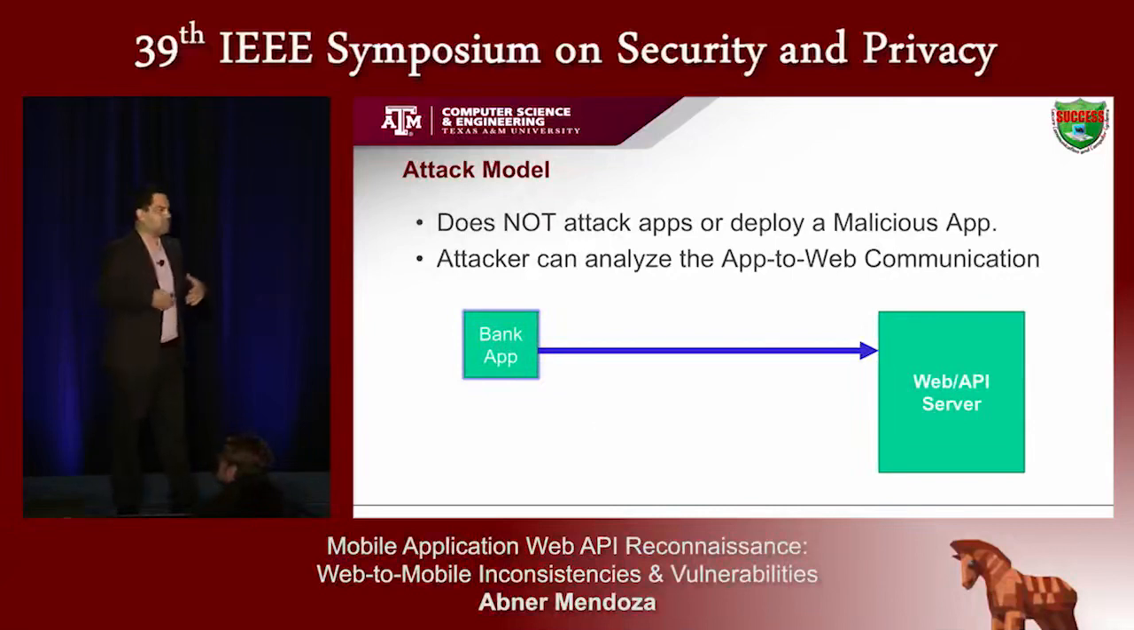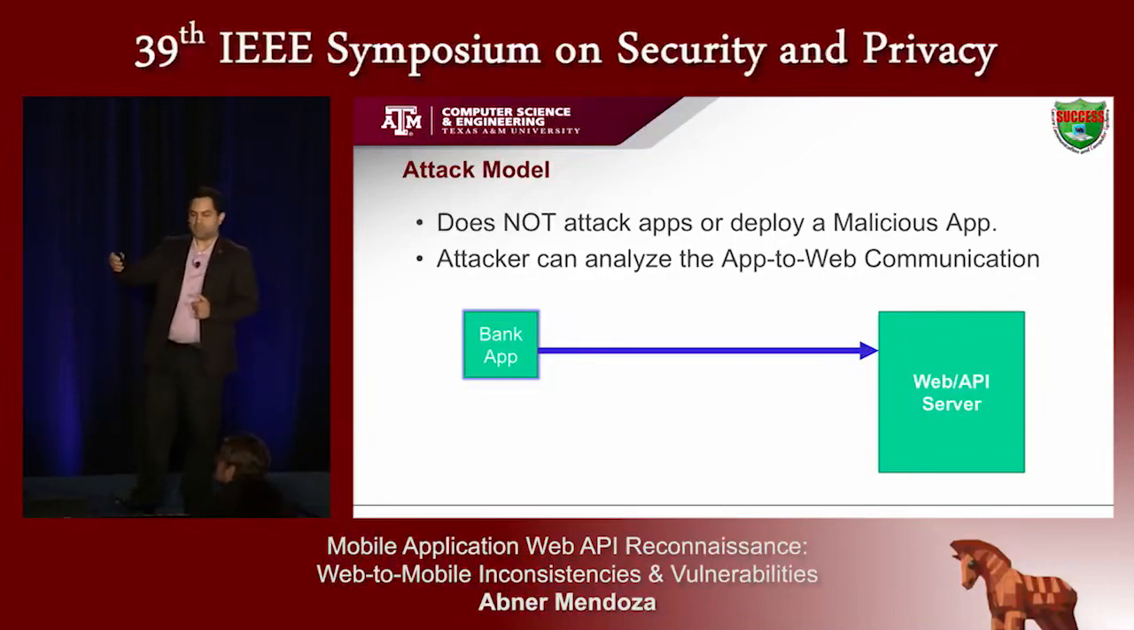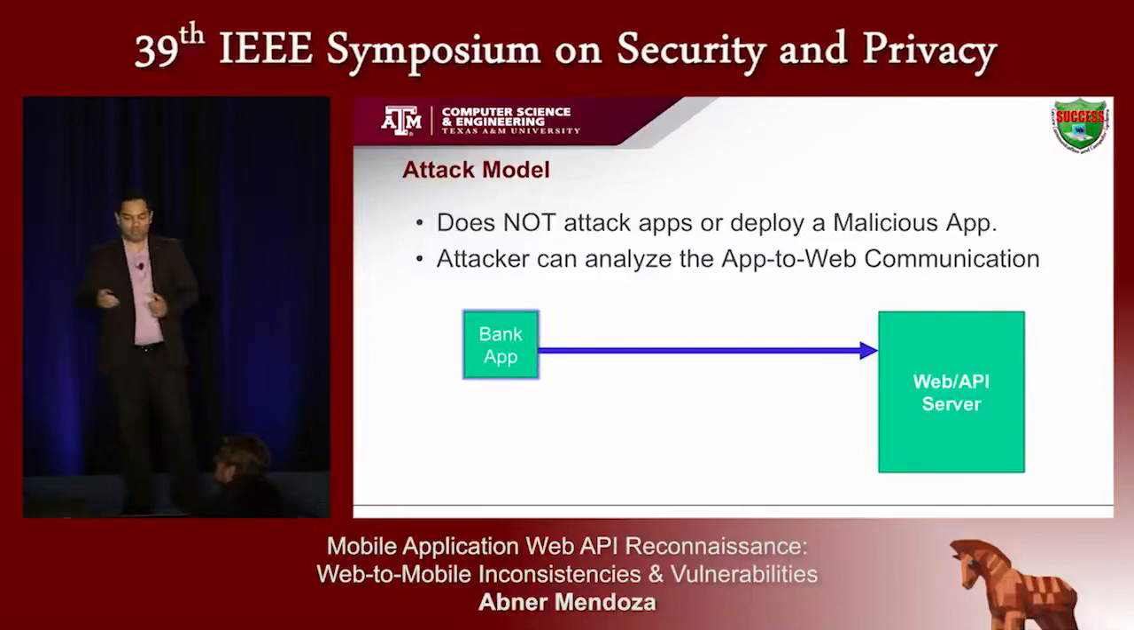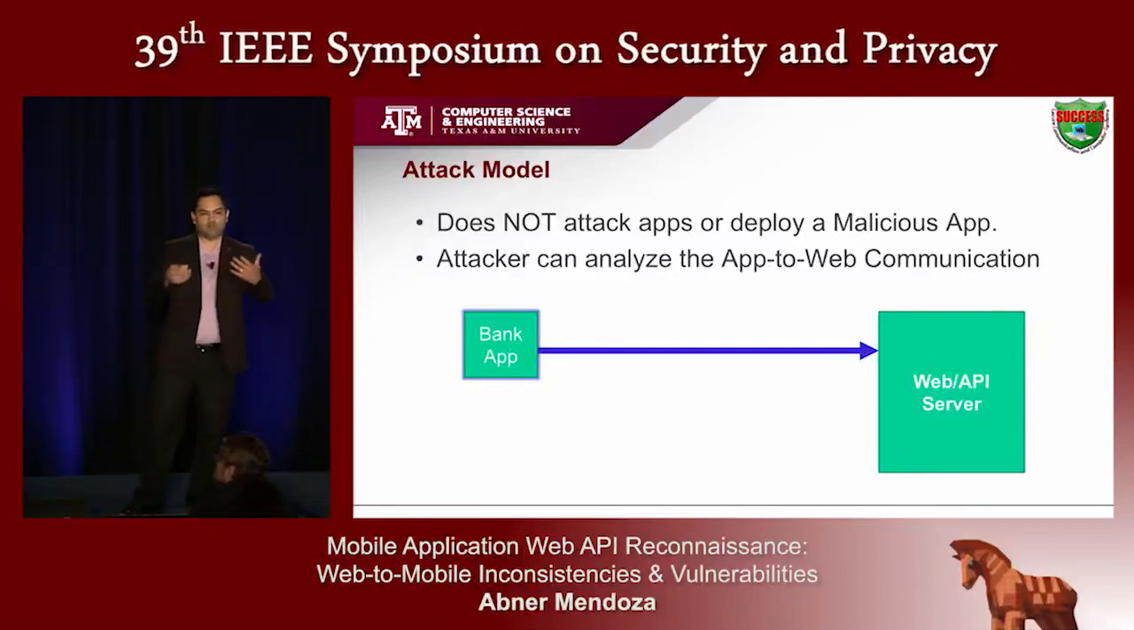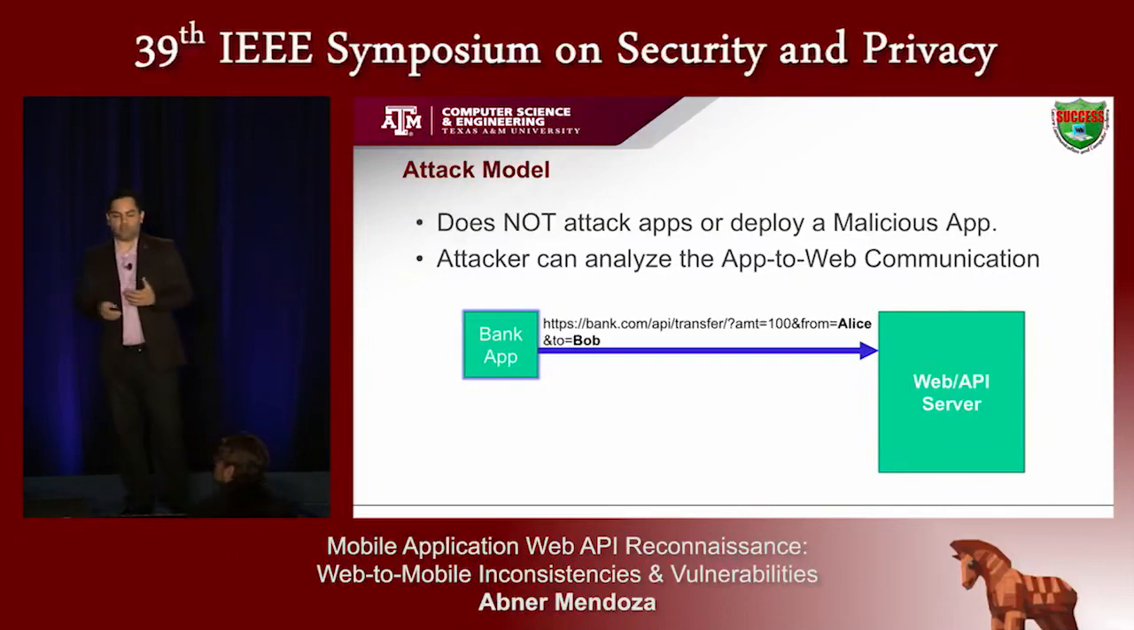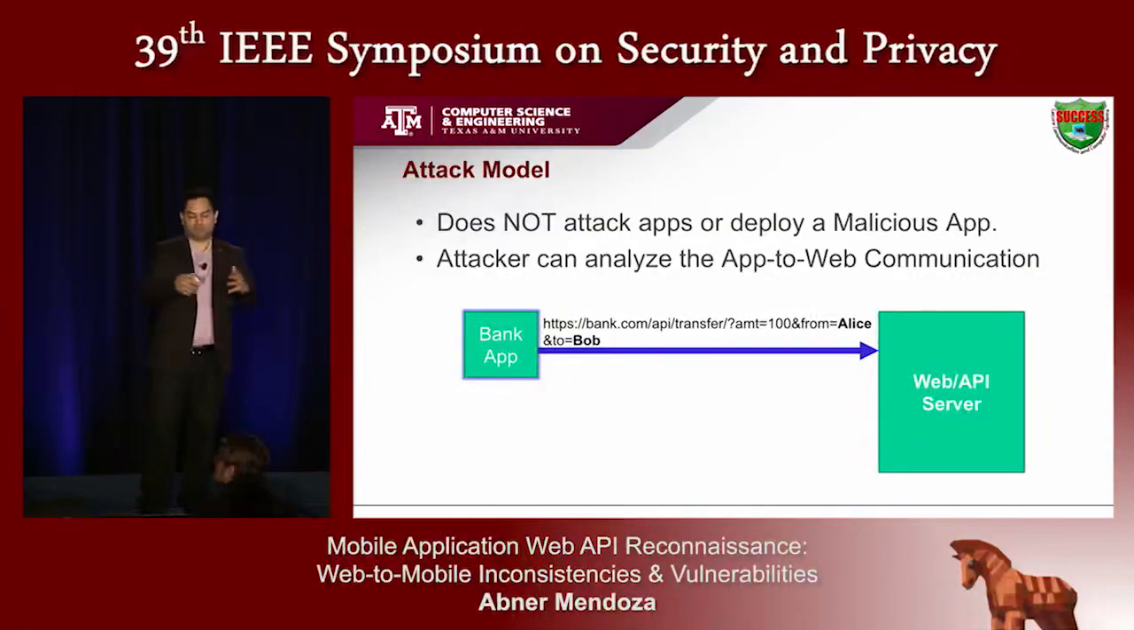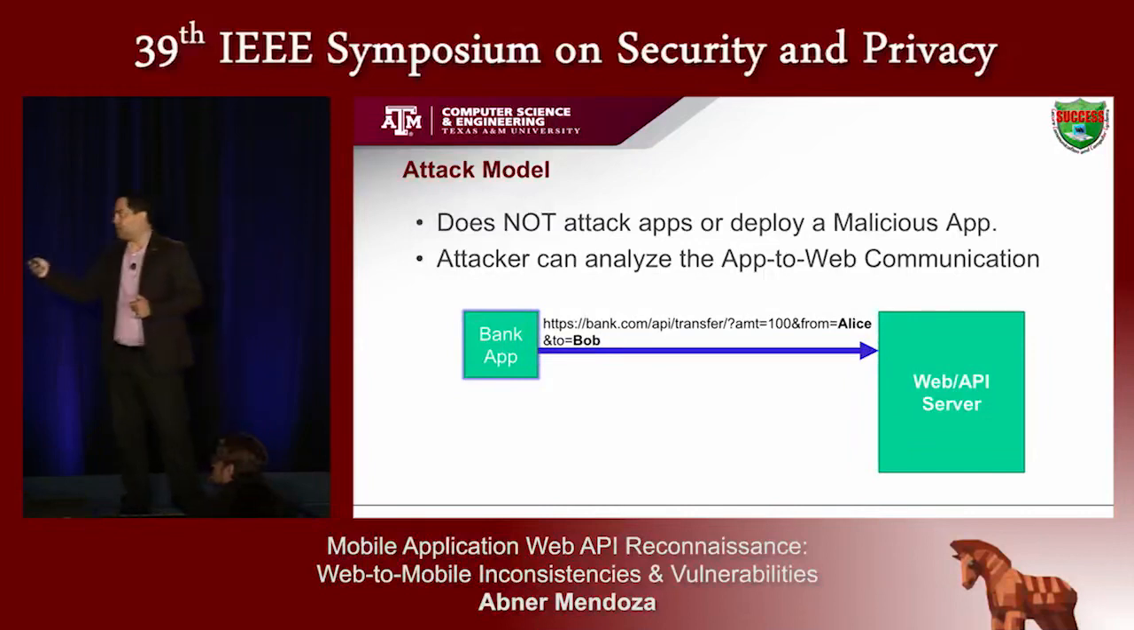So for our attack model, again, I want to emphasize that the attacker does not attack the apps. He does not deploy a malicious app. He merely analyzes the apps. So in this simple example, we have our bank application communicating with, let's say, the bank.com server, right? And so in the implementation of this app, let's say a user wants to transfer money from Alex to Bob. The application might send a web request with certain parameters that define the amount and who the money is coming from and who it is being sent to, right? This is all validated by the application and also validated by the server, and the transfer happens.